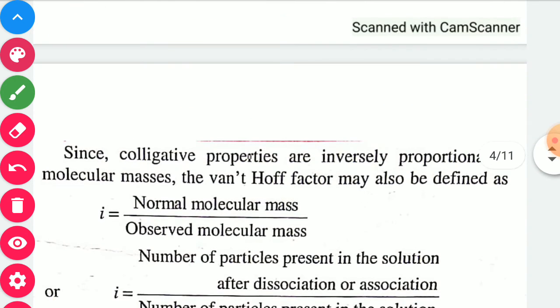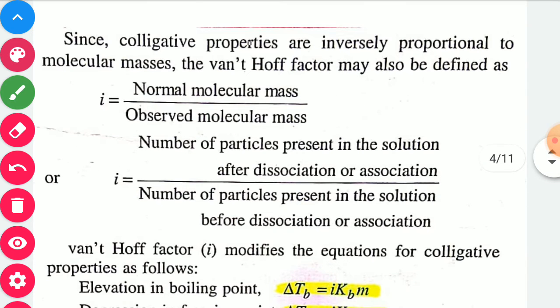Since colligative properties are inversely proportional to molecular masses, the Van 't Hoff factor may also be defined as: Van 't Hoff factor i is equal to normal molecular mass upon observed molecular mass, which is the number of particles present in the solution. i is equal to normal molecular mass upon observed molecular mass, the number of particles present in solution.